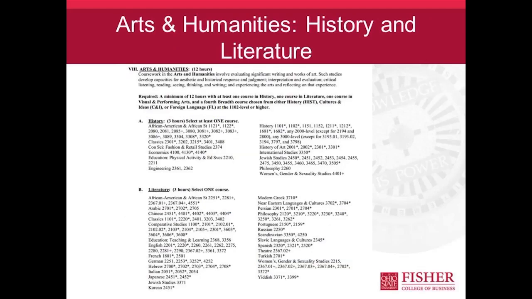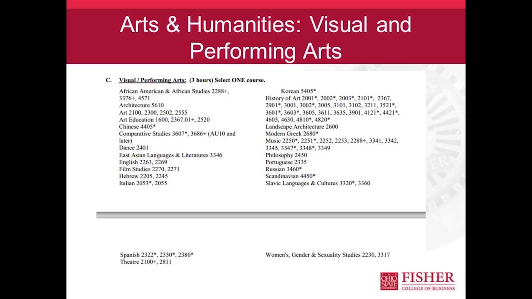Here is the list of history and literature courses taken from the Gen Ed course list. Students must take 1 class from each category. Here is the list of visual and performing arts courses taken from the Gen Ed course list. 1 course from this list is required.